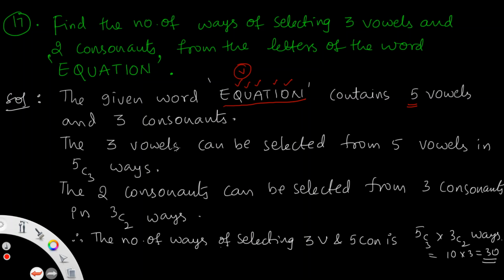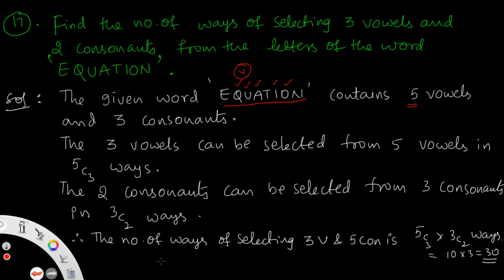There are 5 vowels and the remaining are 3 consonants. So 3 vowels can be selected from out of 5 vowels, that is 5C3 ways. You have to select 3 vowels, and this can be done in 5C3 ways. And the remaining are Q, T, N, 3 consonants. But in the question it is given that 2 consonants only we have to select. So out of 3 you can select 2 consonants, that is in the form 3C2 ways.